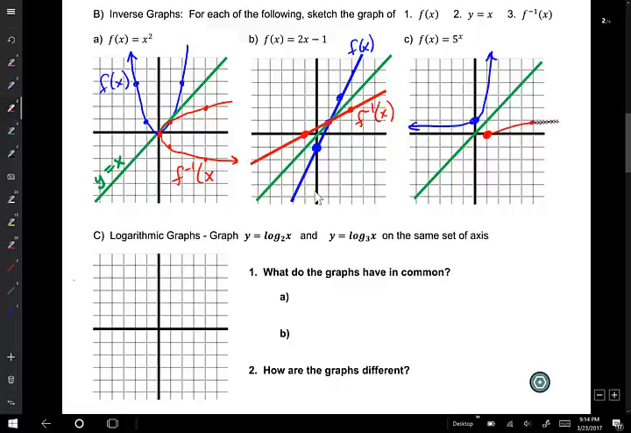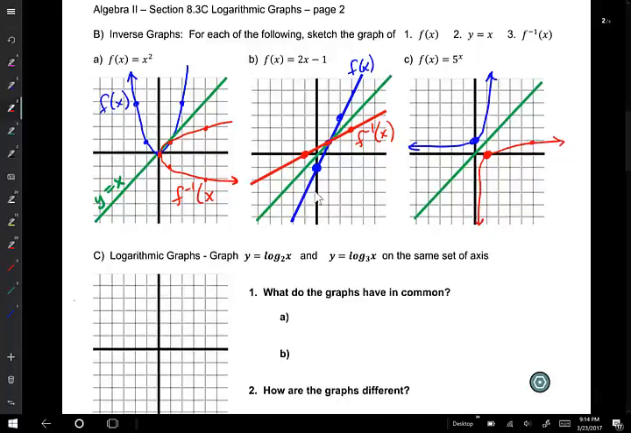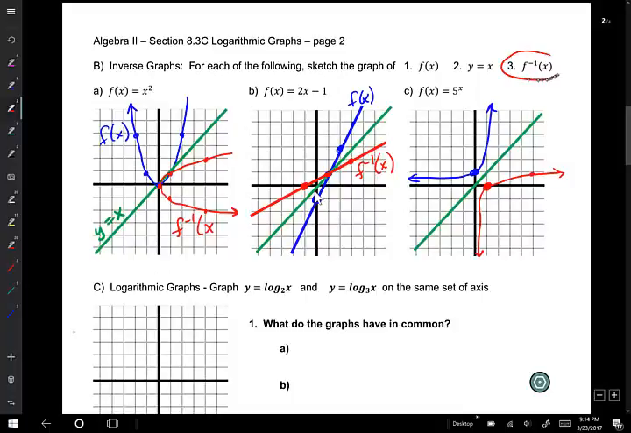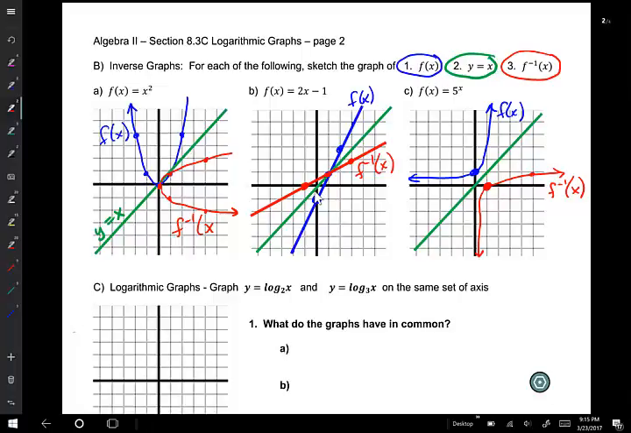So here you can see it's going up to the right, and that's going to come down and be an asymptote on the y-axis. And so each of our color codes here, our inverse is red, our line y equals x is in green, and our original function of all of these is in blue. Now, I hope you remember from yesterday that you can write it as f inverse of x, or you could also write inverse of y of these problems.